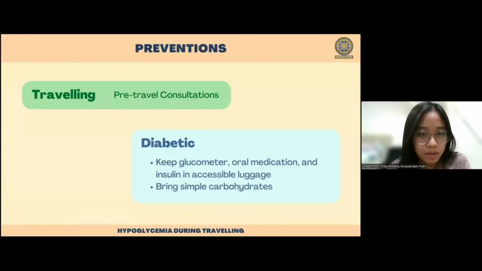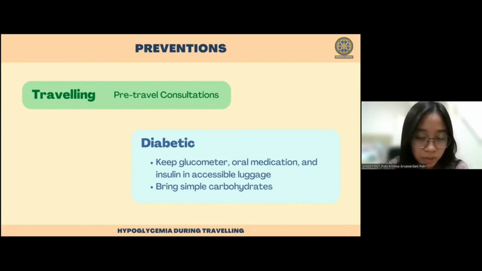I will present about the prevention of hypoglycemia during travel. So pre-travel consultation is one of the key steps in preventing hypoglycemia. Consultation increases patients' awareness and knowledge regarding the impacts of traveling on diabetes and allows patients to prepare for a health concern that might arise during travel. Diabetic patients should consult their physician 4 to 6 weeks prior to their travel. During consultation, the physician will determine whether the patient needs modification in insulin or oral medication regimen.